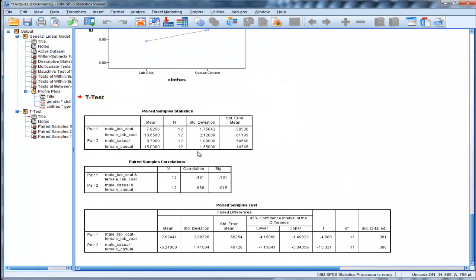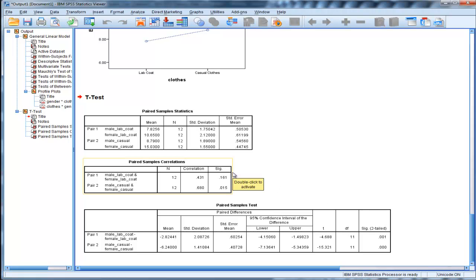And here I get the paired sample t-test, and I've got the isolated means, 7.82 and 10.65 versus 8.7 versus 15.03. And both of these paired sample t-tests are statistically significant. T negative 4.688 with a p of 0.001. And then comparing, isolating at casual clothes, there's an even bigger effect, a whopping t value of negative 5.32 and a p value of 0.000.